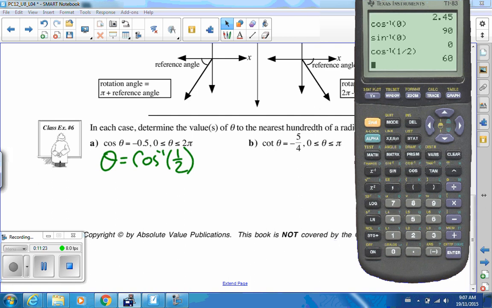That's that 60 degrees, right? So we're good there. Oh, but I wanted radians. Let's pop this back into radians. Second quit, second enter, enter. So it's 1.047 radians.